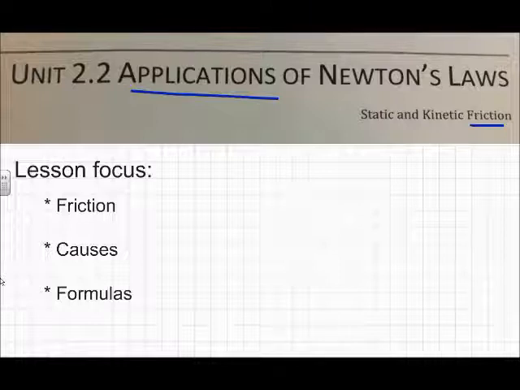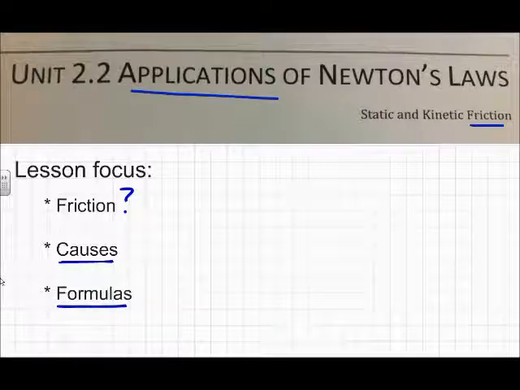So the focus of this lesson is going to be on, well, what is friction? What is this force that we call friction? What causes it? Where does this friction come from? And are there any formulas or is there any math that we're going to use to figure out how much friction force we have present?